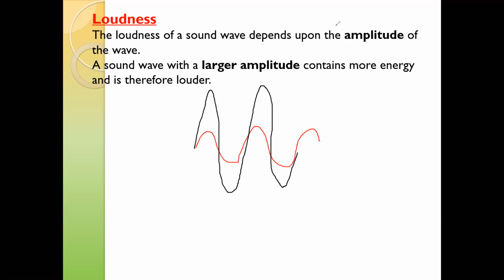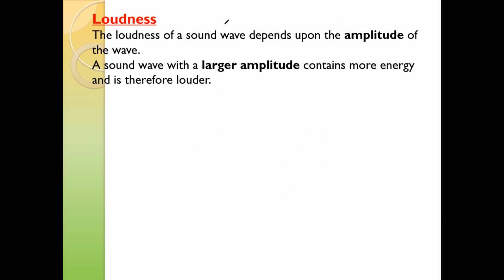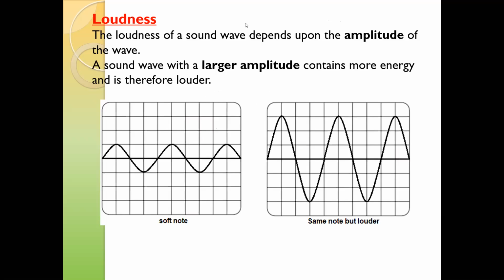Is it clear? The concept of loudness. The larger the amplitude, the more energy, therefore the louder the sound. So you can see 1, 2 and 2.5 waves. The first one is also 2.5 waves. The second one is also 2.5. But when you check the height, you will find the height of the first one is smaller compared to the second one. So it shows that the second is louder, or has higher amplitude.